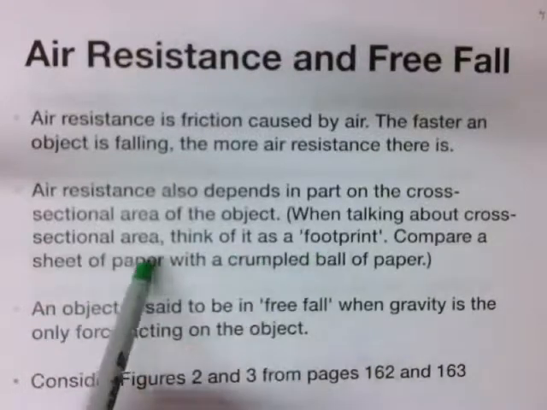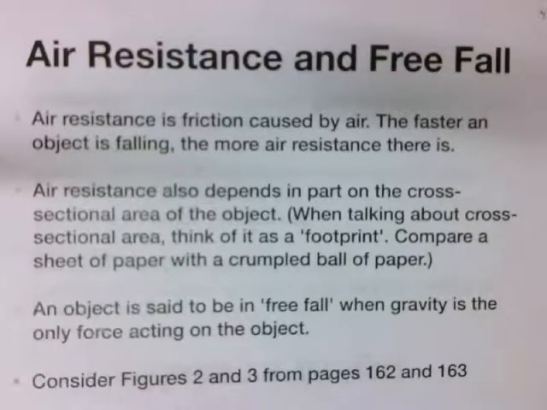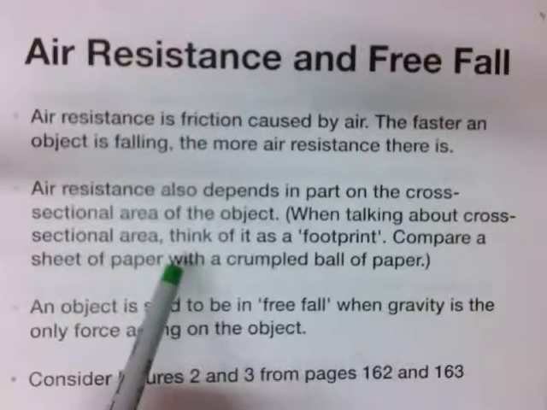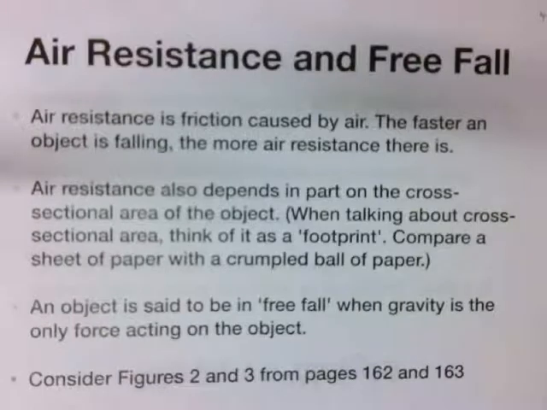Also depends on cross-sectional area. Think of it as a footprint. Compare a sheet of paper with a crumpled ball of paper. The sheet of paper has more cross-sectional area. This is also why a bowling ball falls faster than a feather. Remember that video that I showed you guys? It's because of air resistance. With no air resistance, they fall at the same time. Any object is said to be in free fall when gravity is the only force acting on the object. Consider figures 2 and 3 from pages 162 and 163. Let's you look at those.